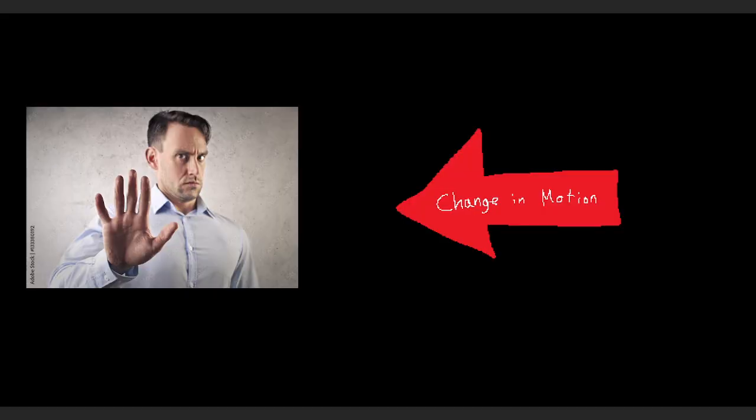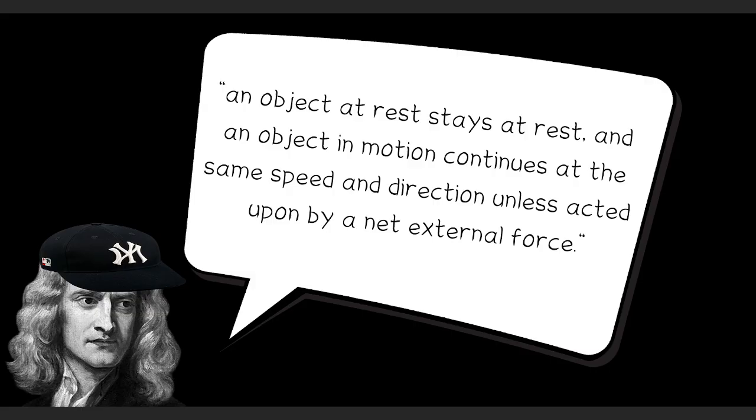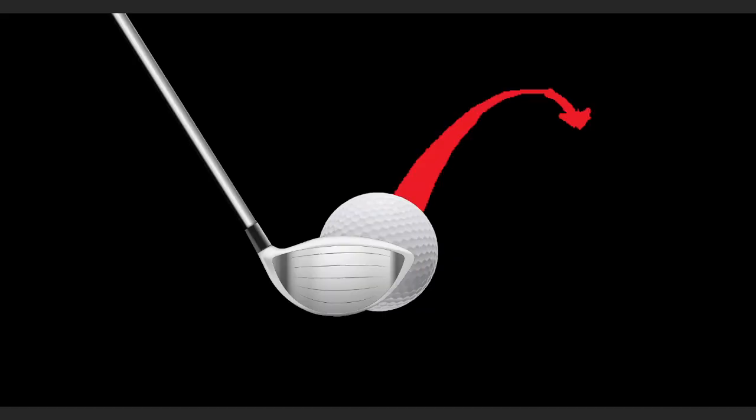First, what is inertia? Inertia is an object's tendency to resist changes in motion, as described by Newton's first law. This law states that an object at rest stays at rest and an object in motion stays in motion at a constant speed and direction unless acted upon by a net external force. A golf ball at rest will therefore remain still until struck by the golf club.